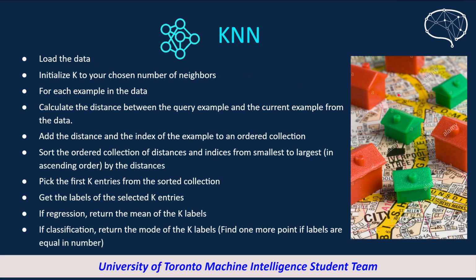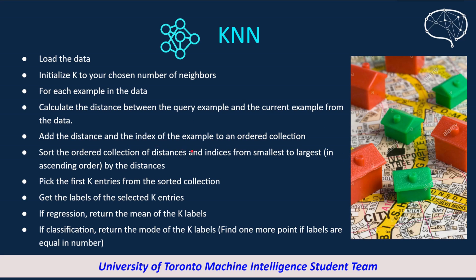First, we load the data. Of course, we will be finding all of the surrounding houses and their prices in our data set. And we initialize k to be our chosen number of neighbors. Let's choose 3 for now. And for each example in the data, so each house in the neighborhood, we calculate the distance between the query sample, which is our house, and the current sample from the data. So for each of these houses, I will be calculating the straight distance between them.